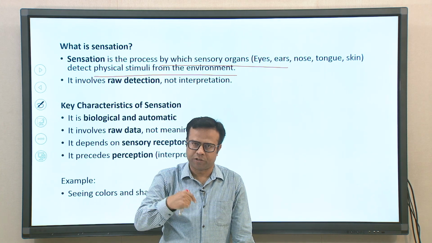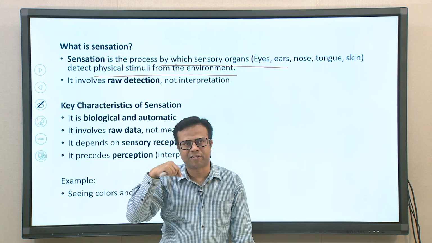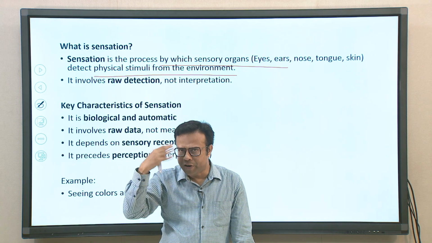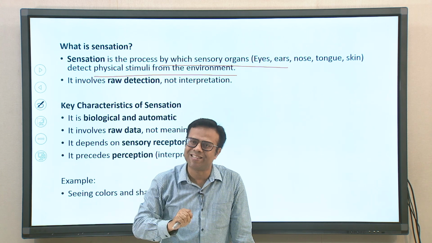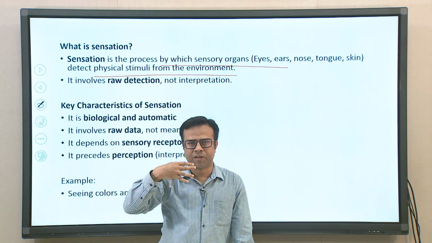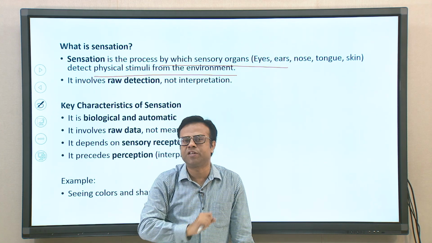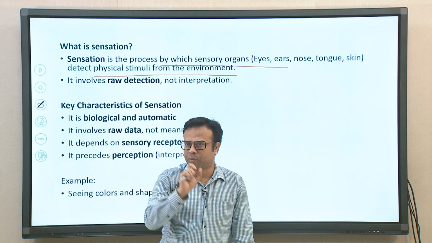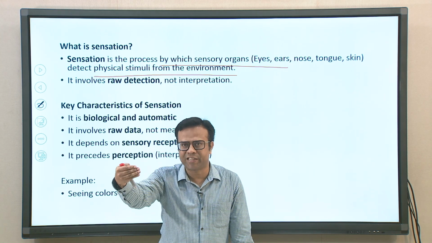So, it is a raw detection. Whatever is coming from the environment, the sensory organs are just detecting it. There is no interpretation or mental process involved at the stage of sensation. It is just raw detection of whatever environmental stimuli is coming. The moment our sensory organs detect those stimuli, we call it sensation.